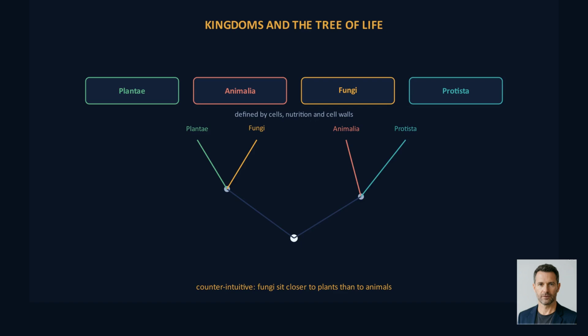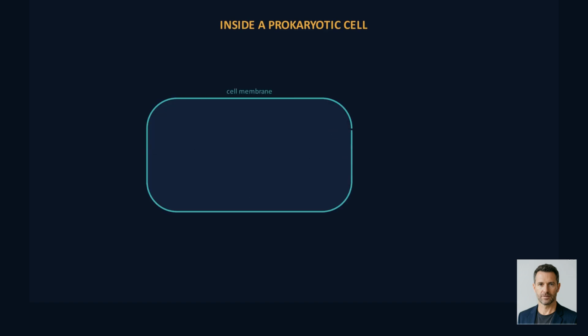To represent how all these groups connect, biologists draw phylogenetic trees, diagrams that map evolutionary relationships and show how lineages diverged from common ancestors over time. These trees can defy intuition. On the eukaryotic tree, fungi sit closer to plants than to animals, a relationship you would never guess from how they look. Let us step inside the simplest of these cells, the prokaryote.